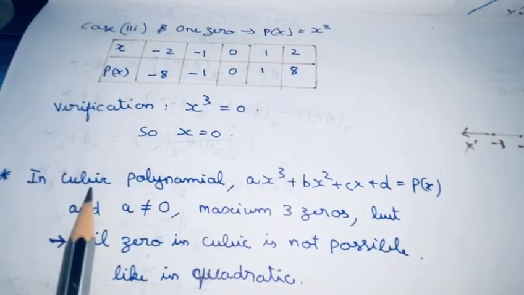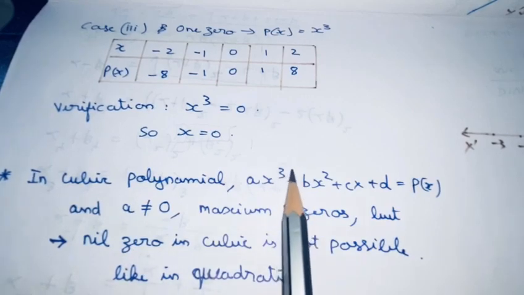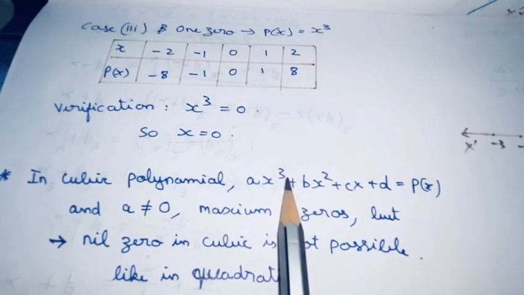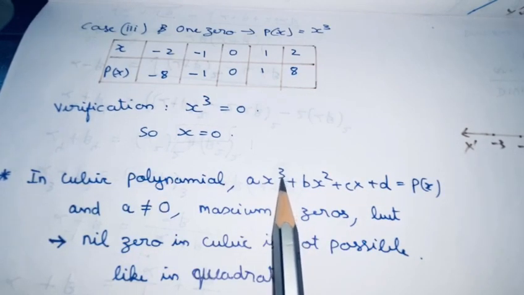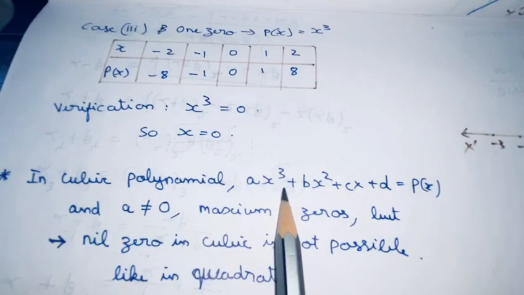As said before, a cubic polynomial will never have nil zeros as we saw in quadratic polynomial. If the degree of the polynomial is an odd number, then it is said to have a minimum of 1 point where it will intersect the x axis. Even if the polynomial has a degree like 5 and 7, it will definitely intersect the x axis at a minimum of 1 point. So, nil zero is not possible in a cubic polynomial.